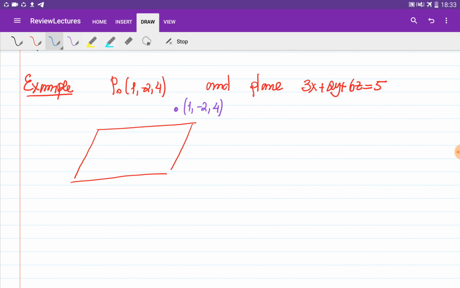So let's do this in an example. Let's say we're given a plane with this equation. It means that the normal of this plane has the components 3, 2, and 6, right? And we're given another point which is outside the plane, and I need to find the distance between the point and the plane. In order to do this, I would like to choose any point on this plane. So let's choose any point, for example, this point. And what does it mean?